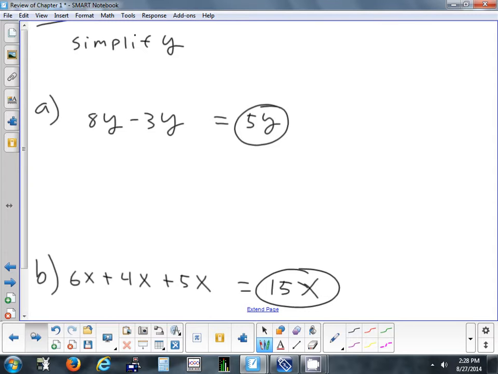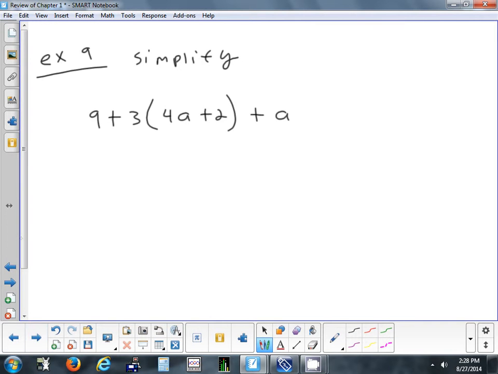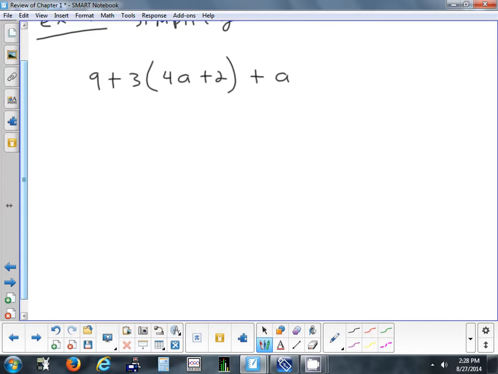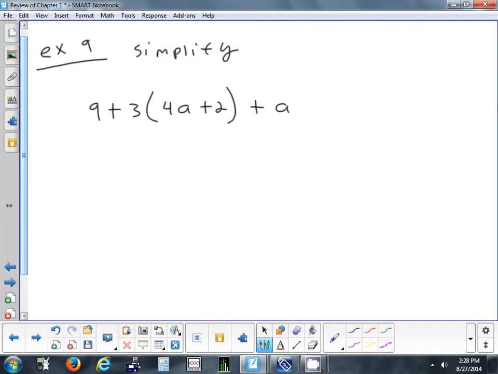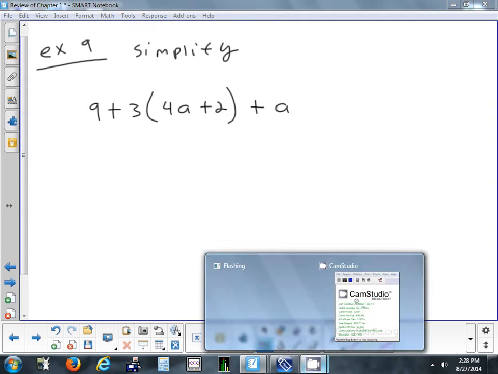Okay. I'll try one or two more. Guys, try that one on your own, see if you can do it. Try to simplify that. It says 9 plus 3, and then in parentheses 4a plus 2, plus a.